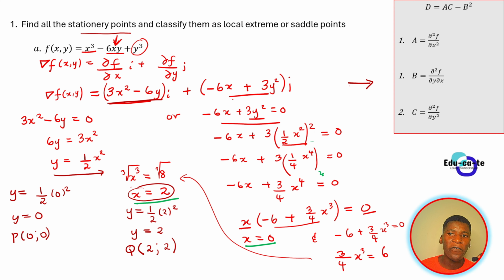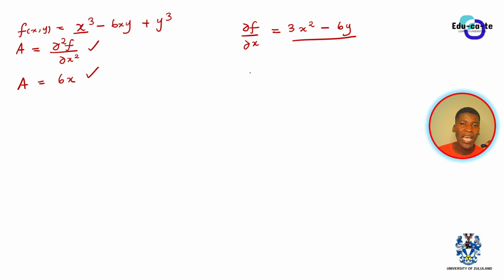To find the value of b, remember we said that we find the second partial derivative of f, the partial derivative in terms of y, but now in terms of x. Hey, what a confusing thing. So basically here, I remember that our partial derivative of f in terms of y was given by negative 6x, right? It was negative 6x plus 3y squared.